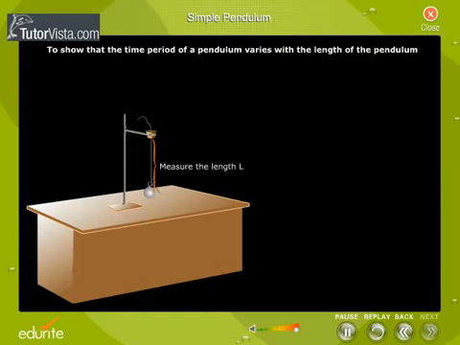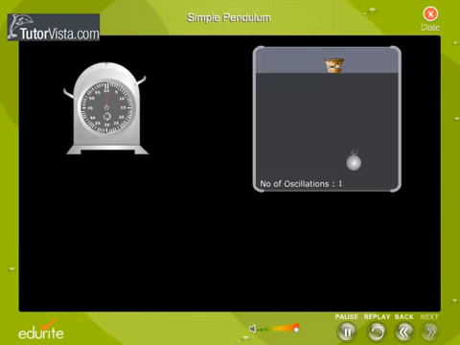Measure the length L from the middle of the bob to the lower edge of the split cork. Mark on the table the mean position of the pendulum as a reference point. Pull the bob to one side and allow it to oscillate. Use a stop clock to record the time T taken to complete 10 oscillations.